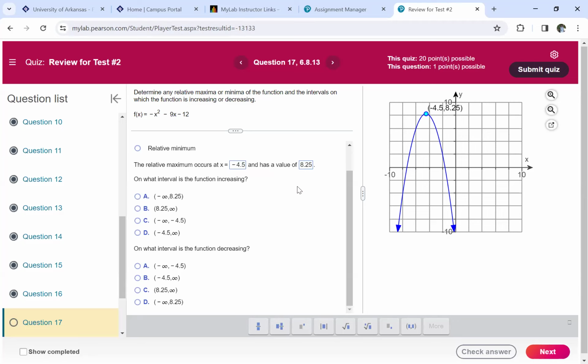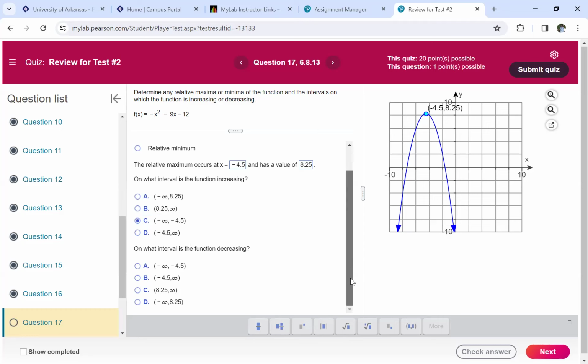So is it coming in from -infinity and increasing to the -4.5? Or is it increasing from the -4.5 to infinity? So since we said it was that left side, y'all, that left side is coming in from -infinity to our -4.5. So it's increasing. Answer C.